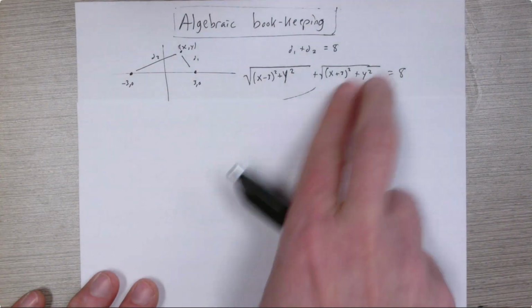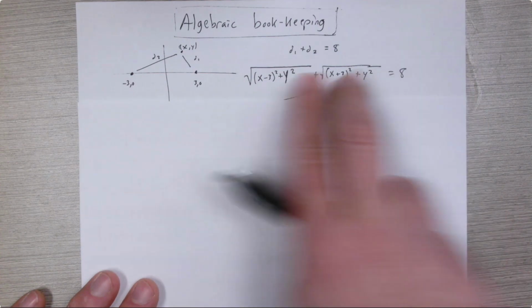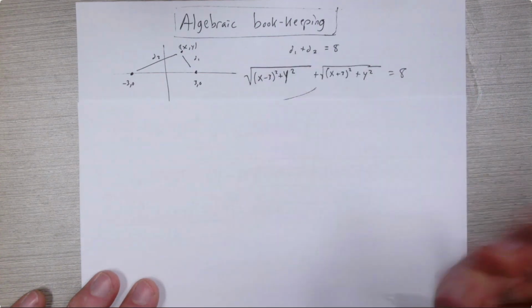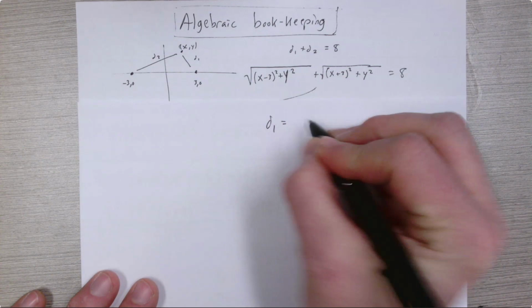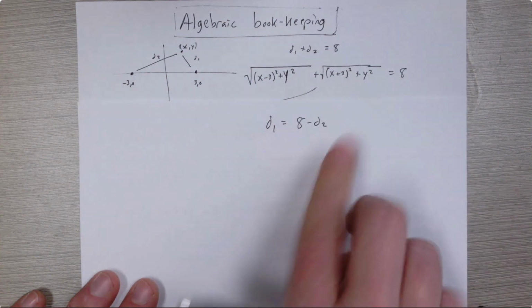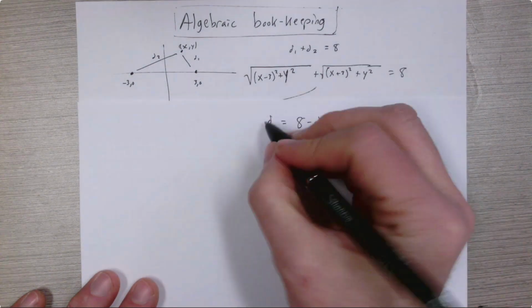What I did last time was I moved a square root to the other side and squared it. So let's do that same thing, except let's just keep d1 and d2. So I'll say d1 equals 8 minus d2. So I just subtracted d2. Now I can square both sides.